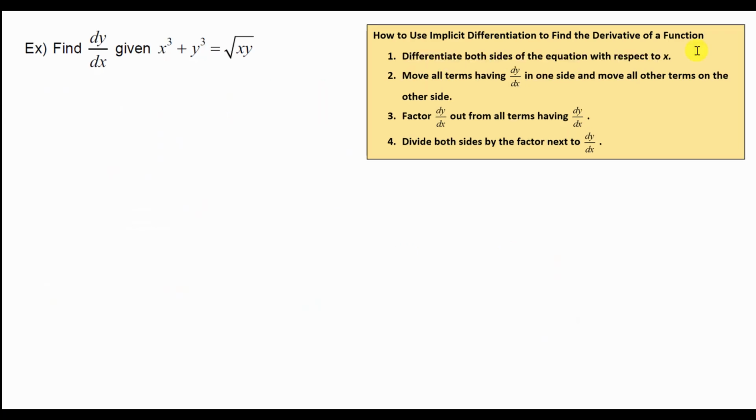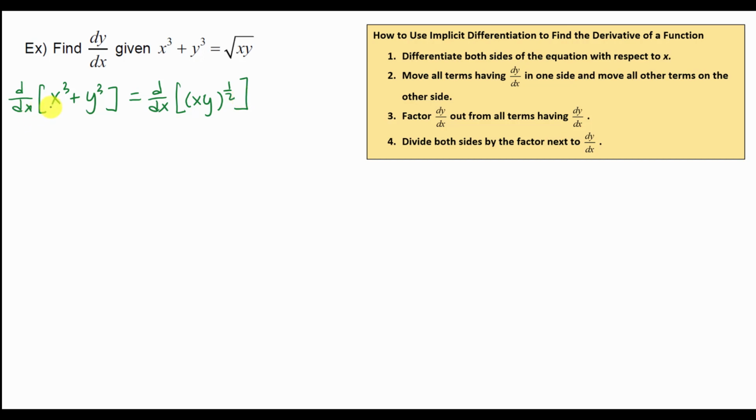Let's do a little bit more challenging one this time. Find dy/dx given x cubed plus y cubed equals the square root of xy. So first, differentiate both sides of the equation with respect to x. We will do that. So I have the derivative of x cubed plus y cubed with respect to x equal the derivative of, I want to rewrite this function. Since it's a square root, let's use a power. It becomes the quantity xy to the 1/2 power.